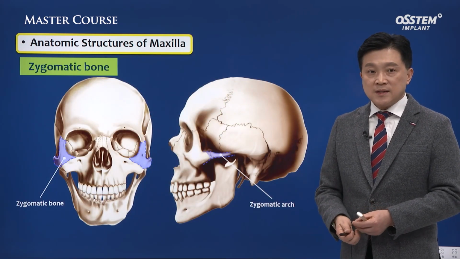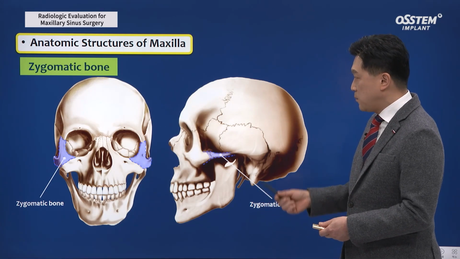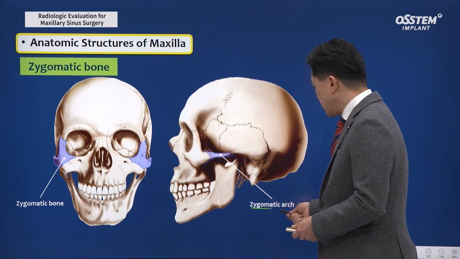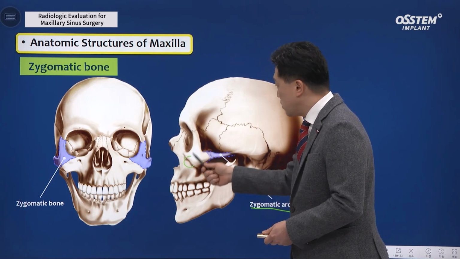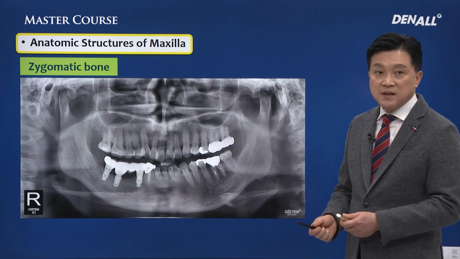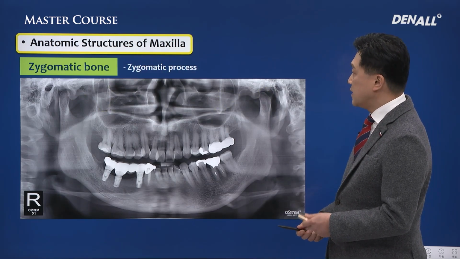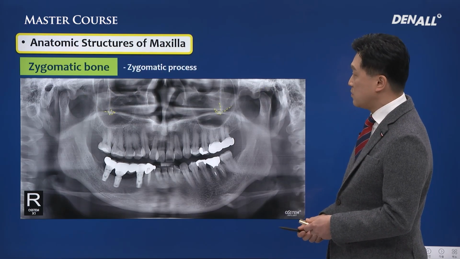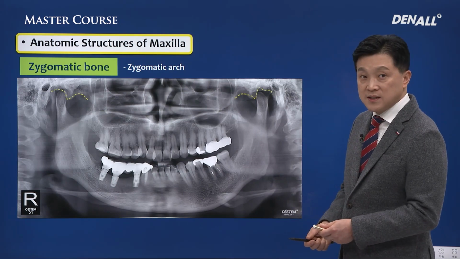Next is the zygomatic bone. There is the zygomatic bone and the zygomatic process, and there's others. There's the maxillary process as well. On this panoramic image, the zygomatic bone is shown here, and the zygomatic process is here. And the zygomatic arch is like this.